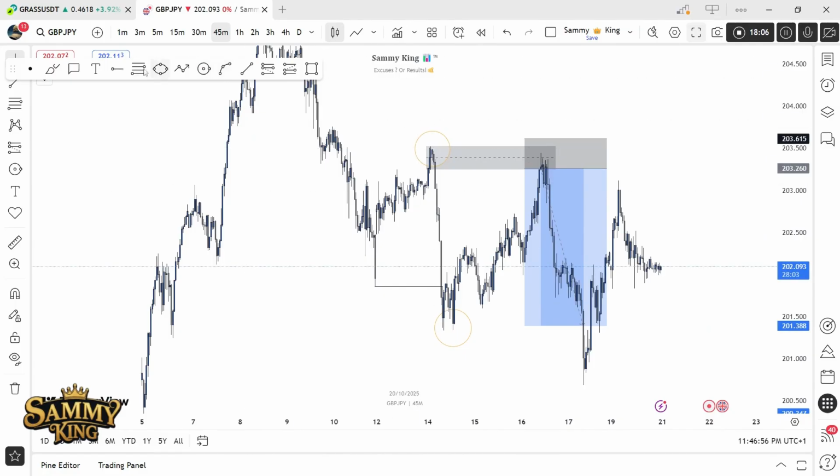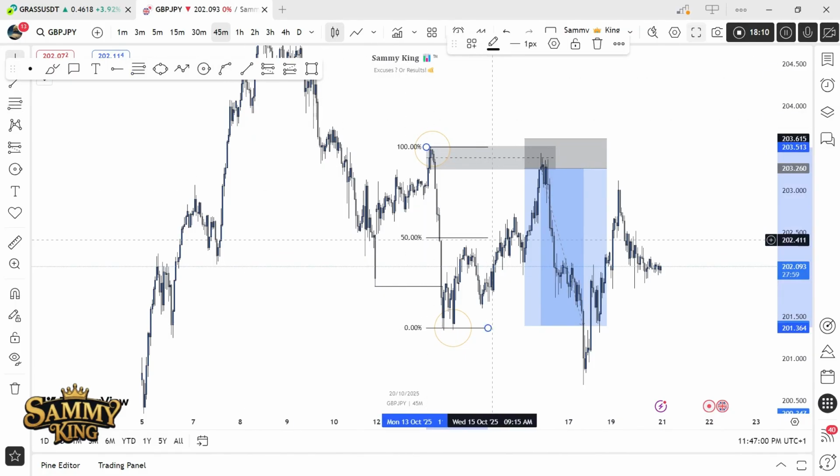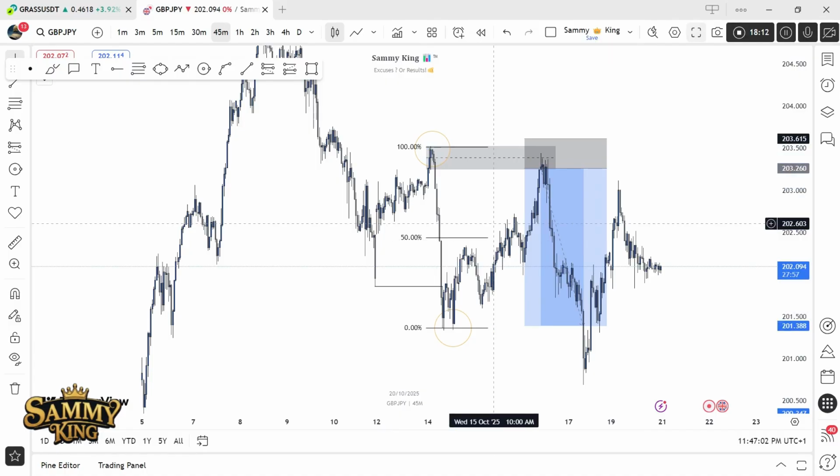Then we have premium and discount. Don't forget premium and discount. Now, premium and discount is not a strategy on its own. It's just to tell you where to look for buys and where to look for sells on any given trend. If you are bearish, if you are bullish, mark out your premium and discount zones. Now, if you are bearish, if the price is going down, you want to look for the most premium place to actually sell from, which is this highest point.